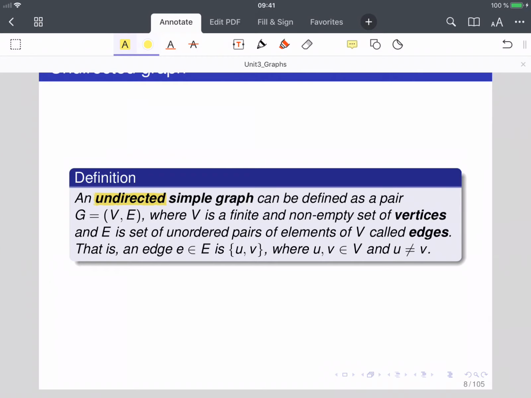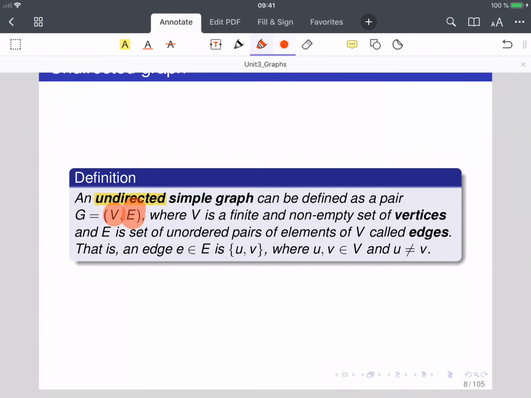And the way in which we represent mathematically these undirected simple graphs is by means of a pair of elements. We have on the one hand a set of elements that we call V, which are the vertices of the graph, and we also have another set which is what we call the edges. The vertices are the elements that are connected, and the edges are the connections between the different elements.